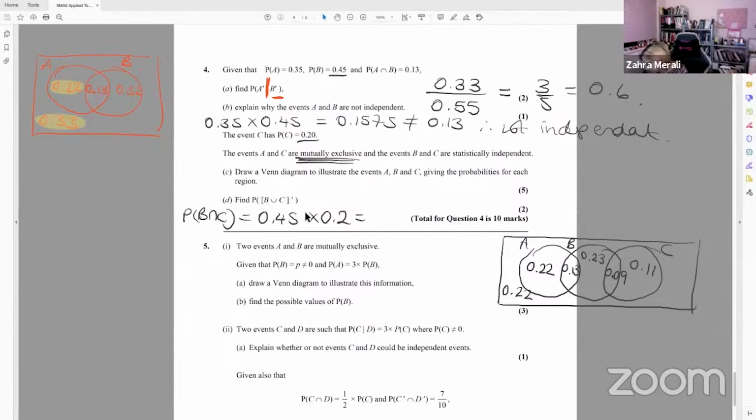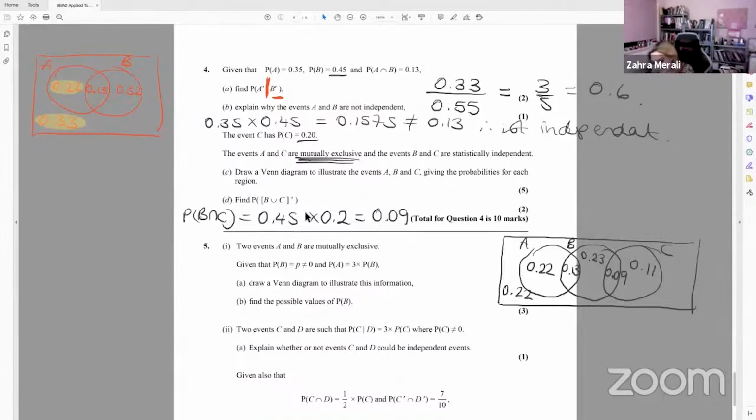0.45 times 0.2, 0.45 times 0.2. Oh, I should fill that out here just so you've got it complete. Now we want to find B or C not. Okay, so before we do the not bit, let's figure out what it means by B or C.